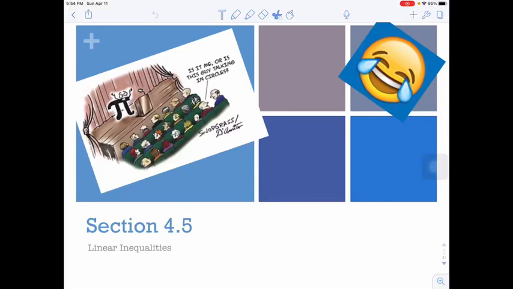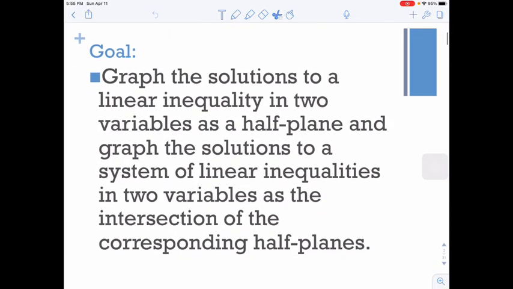Section 4.5 is linear inequalities. Our goal is to graph the solutions to a linear inequality in two variables as a half-plane and graph the solutions to a system of linear inequalities in two variables as the intersection of the corresponding half-planes.